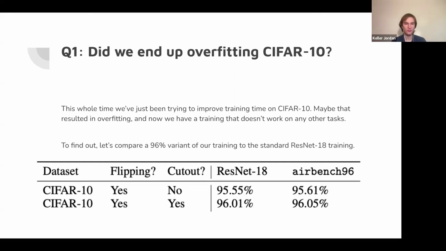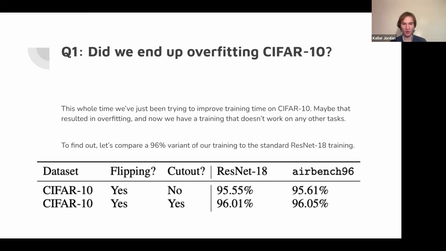The first question is, did we end up overfitting CIFAR-10? While I developed this training with iterative experiments, I didn't look at any other data set. I just wanted to get the best time on CIFAR-10 possible. I'm just interested in CIFAR-10 research. I plan to do more papers and more experiments on CIFAR-10 in the future. I just want a fast CIFAR-10 training. So potentially I overfit to CIFAR-10, right? Maybe this training now only works on CIFAR-10. Well, let's find out.